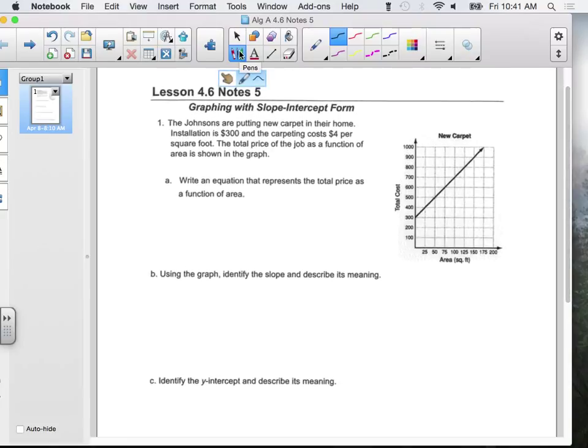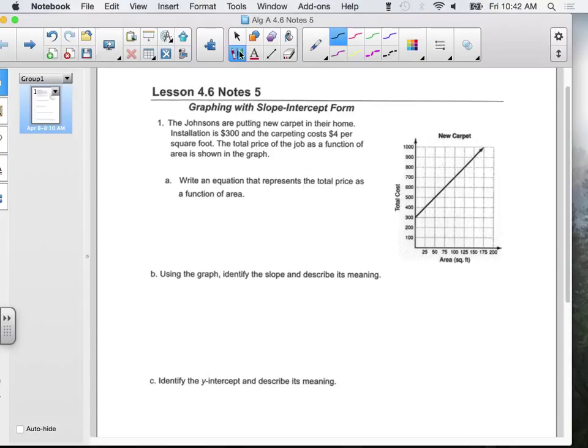So, we have the situation. The Johnsons are putting new carpet in their home. Installation is $300 and it costs $4 per square foot. Total price of the job as a function is shown in the graph. So, write an equation that represents the total price as a function of area. So how would we go about writing a function for this?